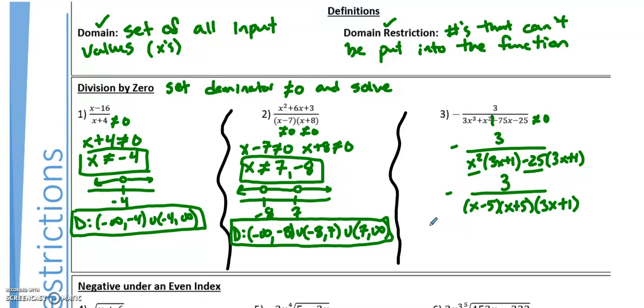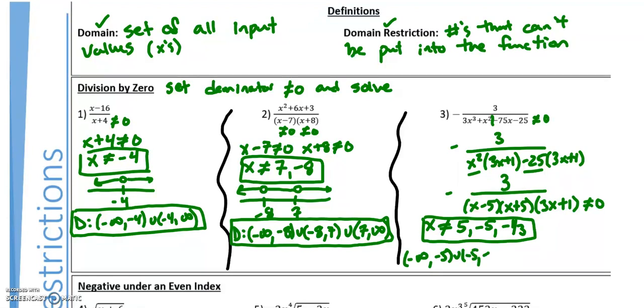So if I get my domain restrictions, x is not going to be 5 or negative 5 or negative 1/3. I said each of the pieces not equal to 0. Now, you can just leave the restrictions in this case. That would be much simpler. If you feel like really writing out the interval notation, it'd be negative infinity to negative 5 union negative 5 to negative 1/3 union negative 1/3 to 5 union 5 to infinity. You could do that if you want, but I'm going to stick with the restrictions in this case.